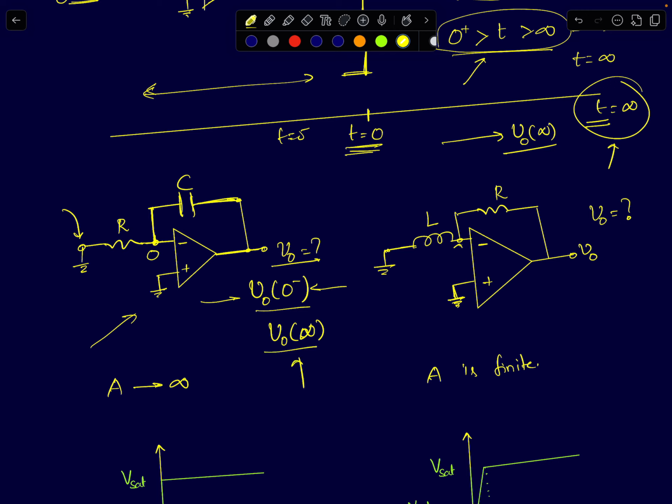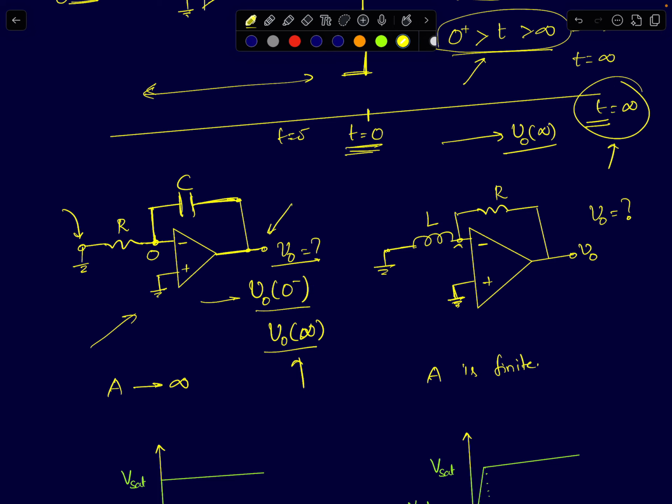I can use the word steady state for both these conditions. Probably a better word would be initial condition. V of 0 minus can be called an initial condition, but I'll still call it a steady state because the circuit has been in steady state for a very long time. So your goal is to find out what this steady state output voltage is.